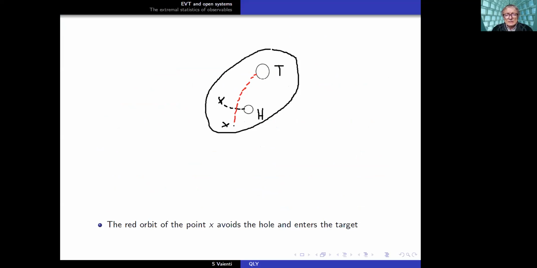So for instance, you see here the target set, which is the rare set for which we want to study the distribution of the first visit. And at the same time, there is the hole. But there are two points, X. The first one, the orbit enters the hole and disappears, but the red orbit is able to hit the target without entering the hole. The question is, how many of these red orbits can we construct, and can we do the statistics of these orbits, namely the distribution of the orbits which enter the target for the first time? This is the question.